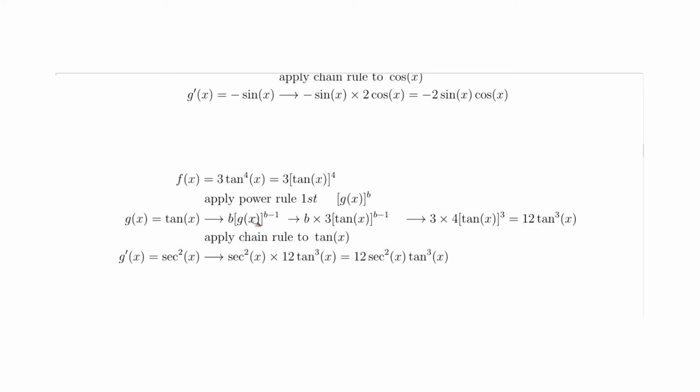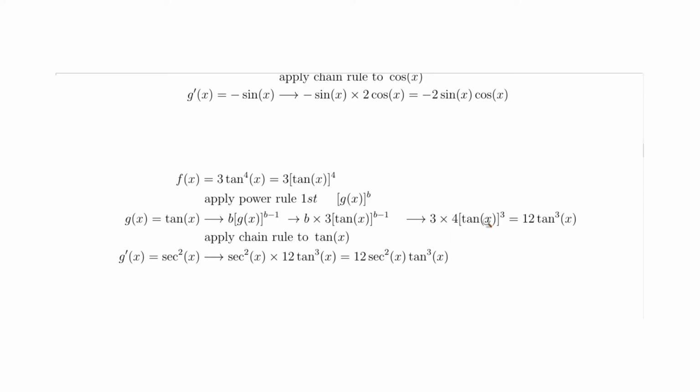B times the g of x. Well, g of x is the tangent. So b times 3 tangent of x to the power of b minus 1. So b was 4, that's our power. So that b then substitutes for a 4. So 3 times 4 is 12.